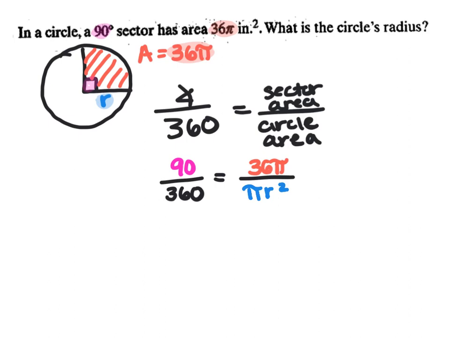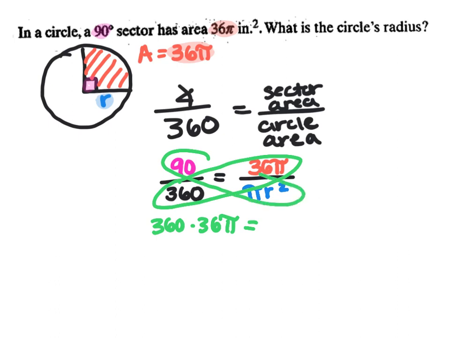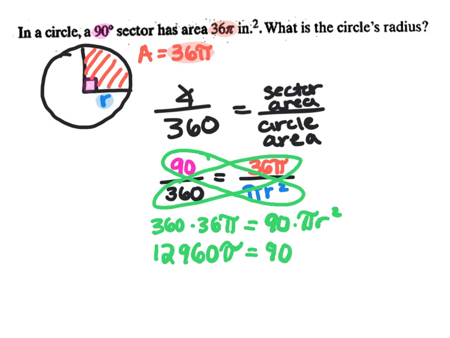So if I were to cross multiply, I'd have 360 times 36 pi equals 90 times pi r squared. Now if I multiply the 360 times 36, it gives you 12960 pi. And for the other part, it gives us 90 pi r squared.